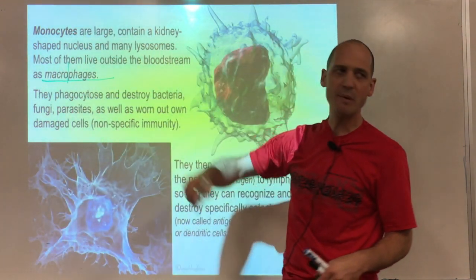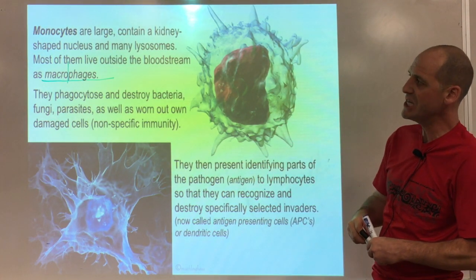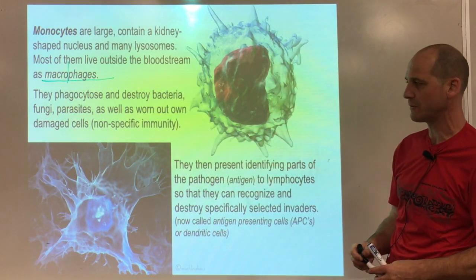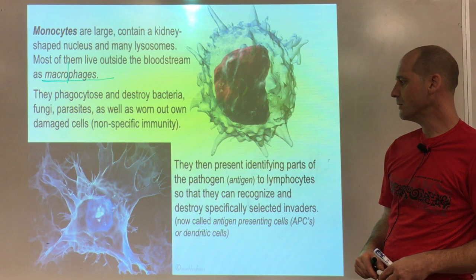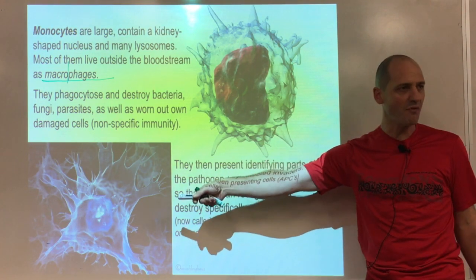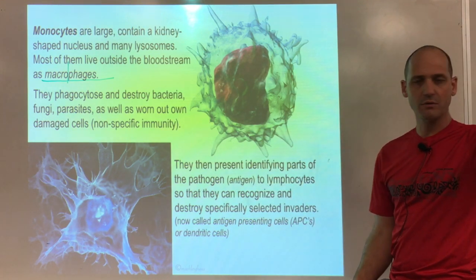Big. So to me, these are the big eaters. They eat the big stuff. They phagocytize, which means eating, and destroy bacteria, fungi, parasites, as well as worn out and damaged cells. Then they do something really cool. They're gonna eat the bad stuff, digest it, realize that's some bad stuff.